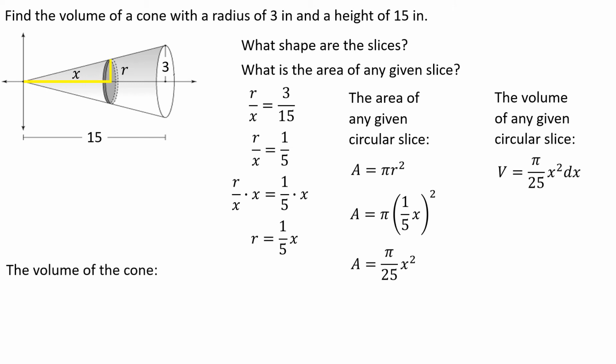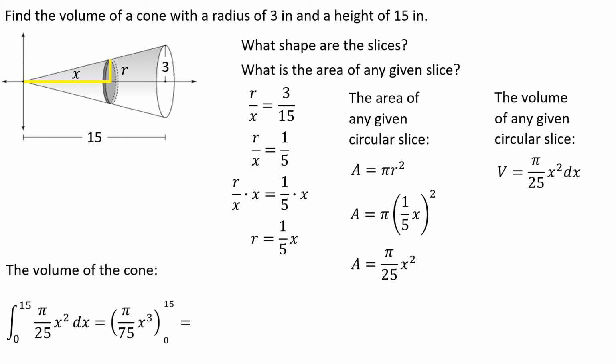And how do we add up a series of things? Well, we use integration. So the volume of the cone will be the integral starting at 0 and going to 15 of pi over 25 x squared. That's the expression for the area of one of those cross sections when we do the slicing. dx, of course, is the thickness of each slice. We want dx to be as small as possible, approaching 0.